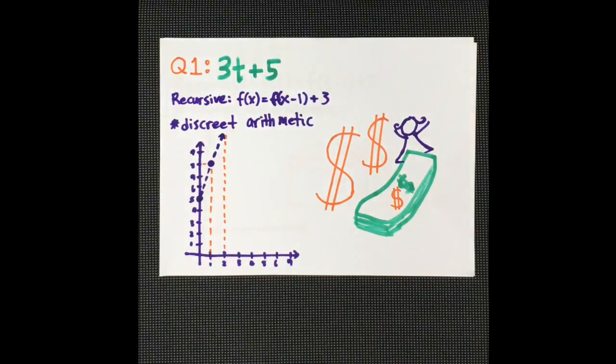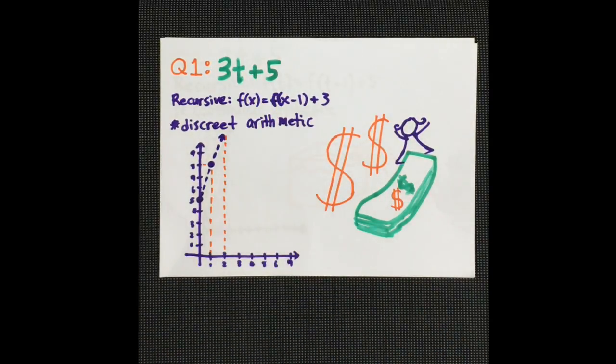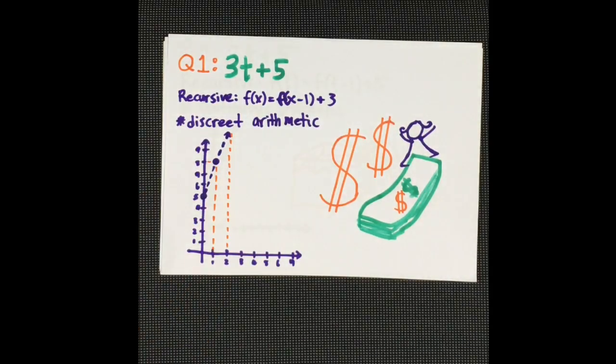So the first problem is about my little sister Savannah, who is 3 years old, and she gets an allowance every day. She starts out with 5 pennies, and she gets 3 pennies every day. So it gives us the equation y equals 3t plus 5, t as in number of days.